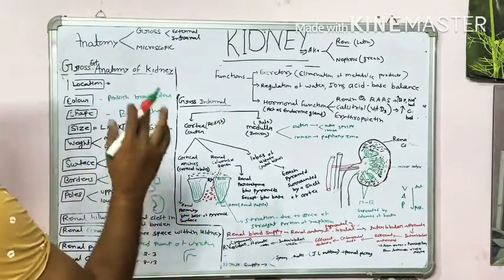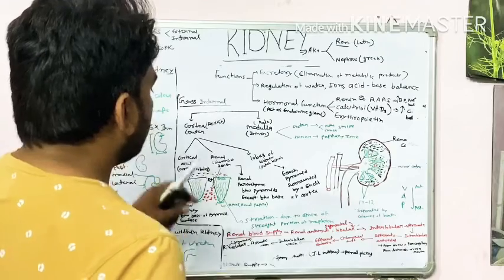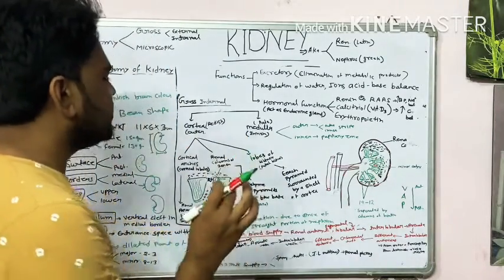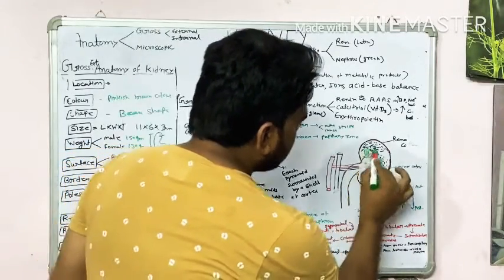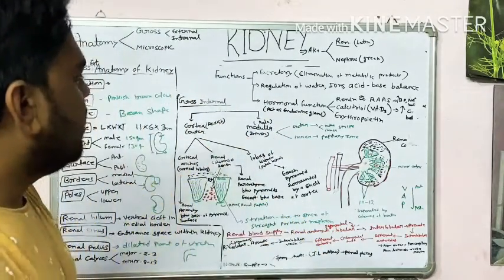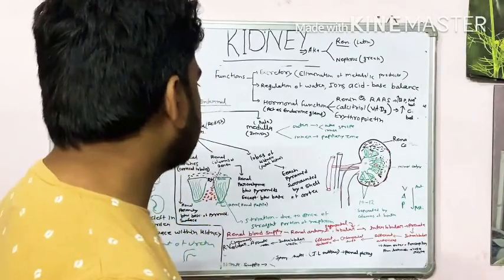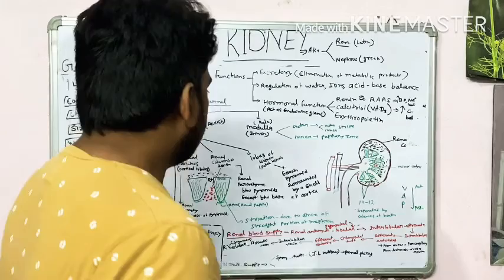Now coming to the gross internal anatomy of the kidney. The kidney has a cortex part and a medullary part. Cortex is reddish in color, the outer part of the kidney. In some books it is mentioned as reddish color, in some books yellowish color. I don't know why, but in the book it is mentioned as reddish color.